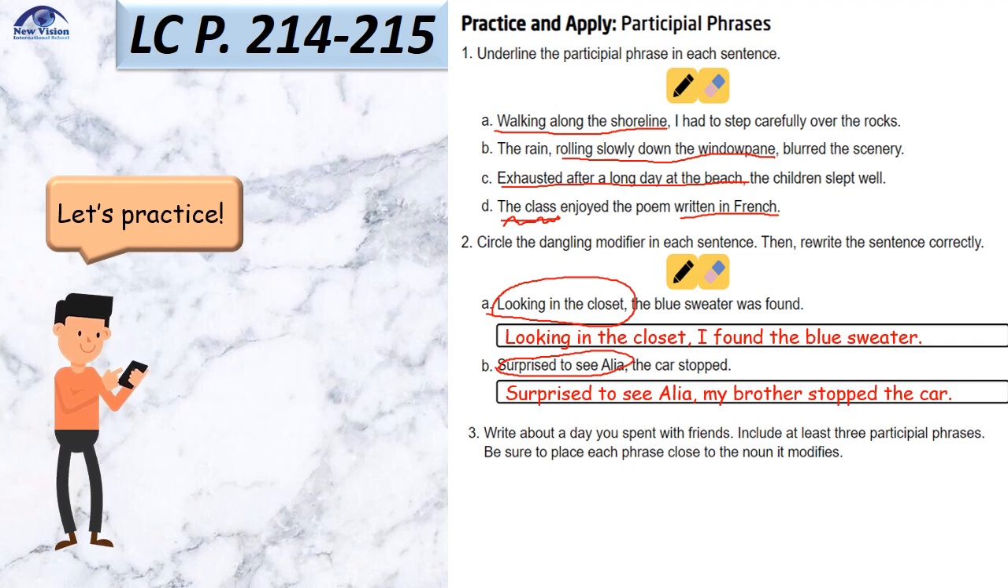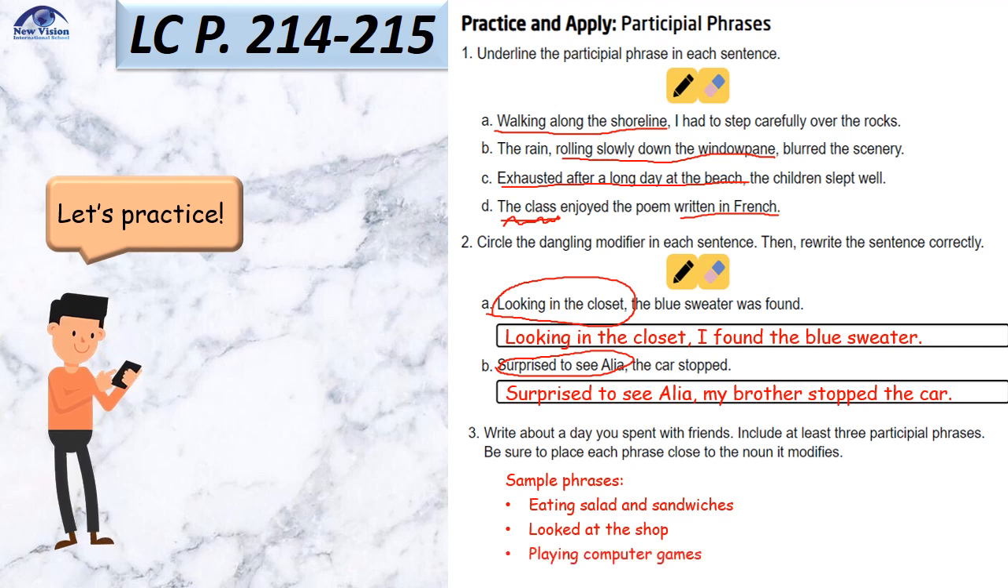3. Write about the day you spent with friends. Include at least 3 participial phrases and be sure to place each phrase close to the noun it modifies. I hope that you have an idea on how to make it already. If you do, please do use them as you write this answer. I will also give you some sample phrases. You can use eating a salad and sandwiches, look at the shop, or playing computer games. Have fun writing this answer.